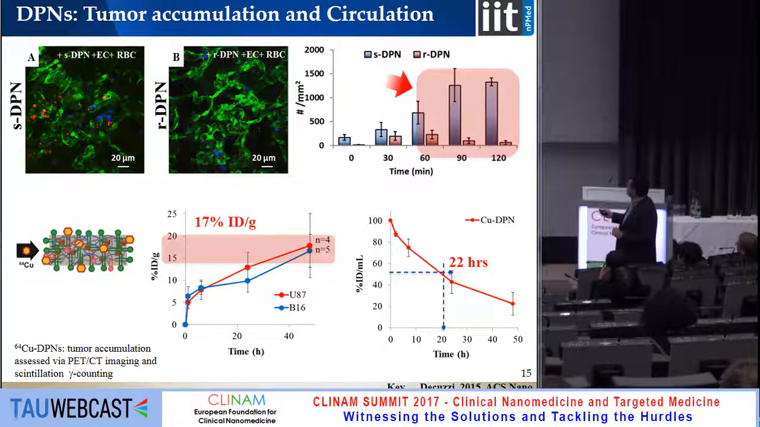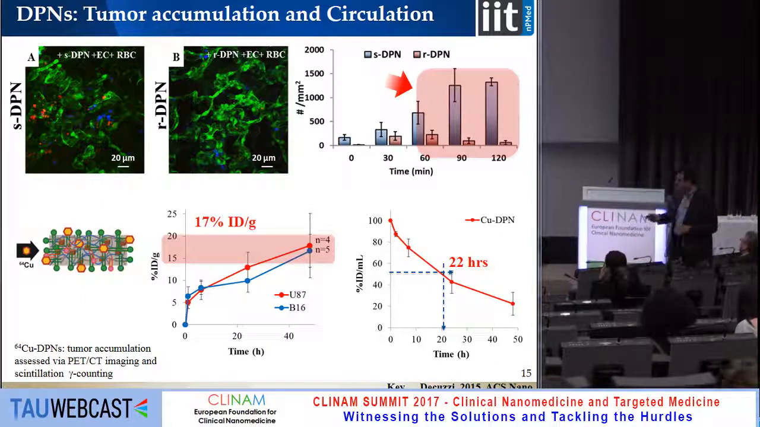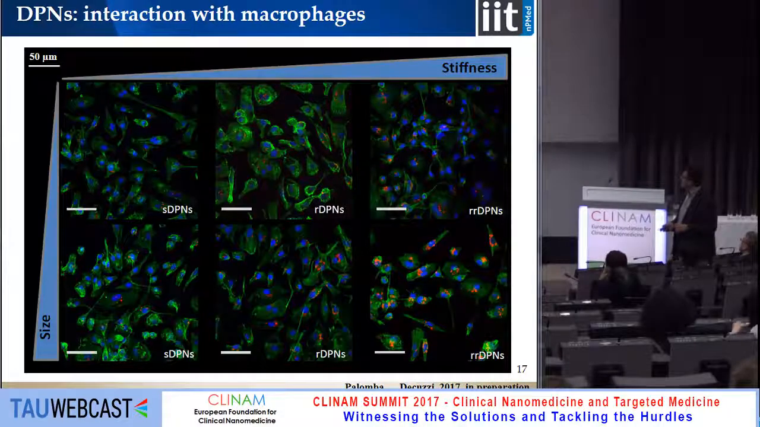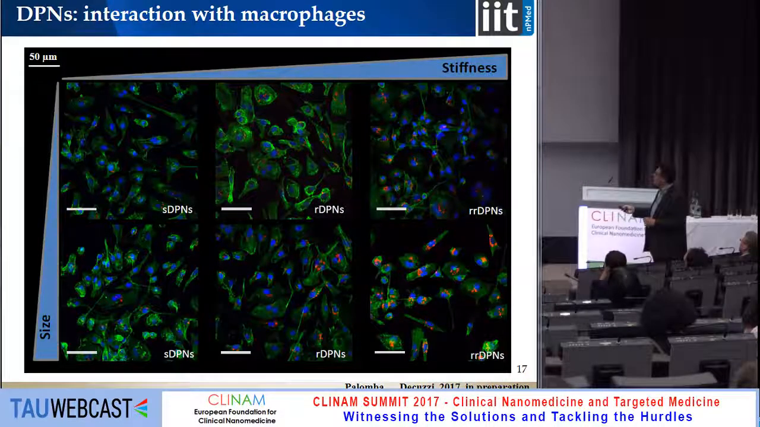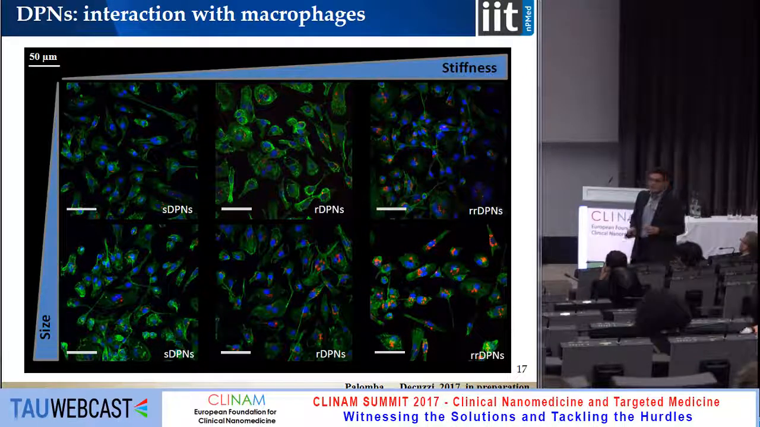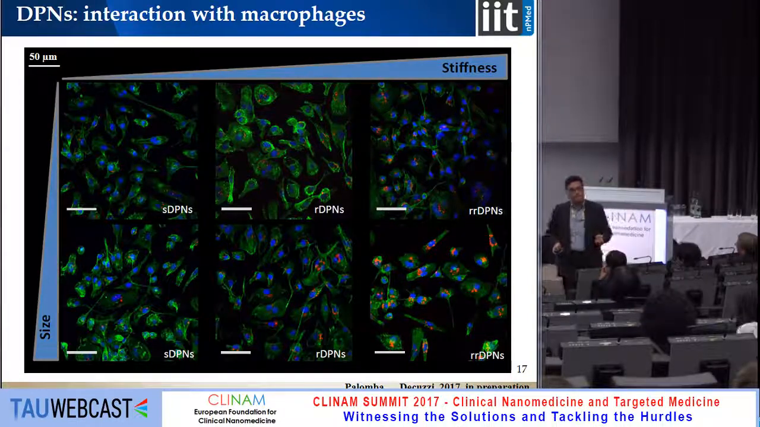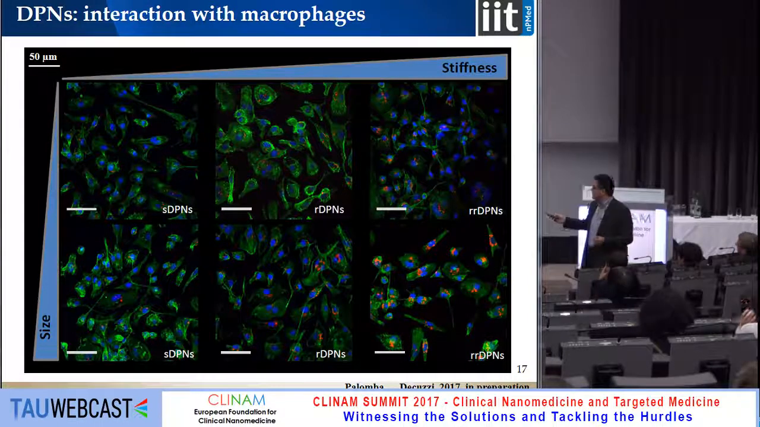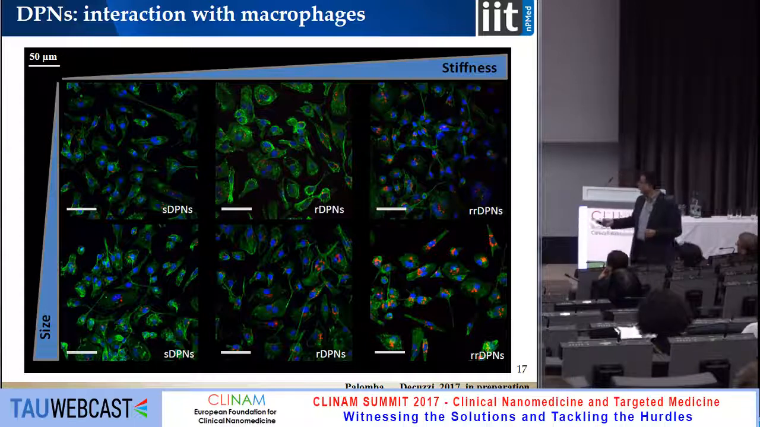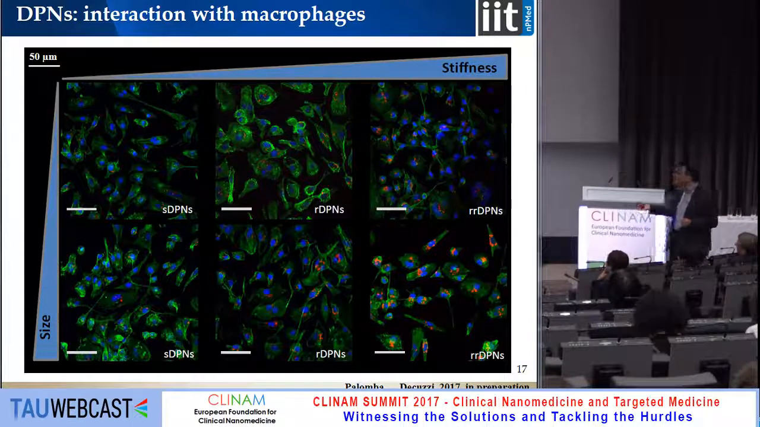You got more soft particles into the tumor rather than the rigid nanoparticles, because the rigid ones are getting into the liver, okay? Now, why is that? Well, if you look at this slide, here we're varying the stiffness, here we're varying the size. And these are bone marrow-derived monocytes, primary monocytes, okay? If you incubate them with stiff particles or larger particles, you can actually see that clearly.